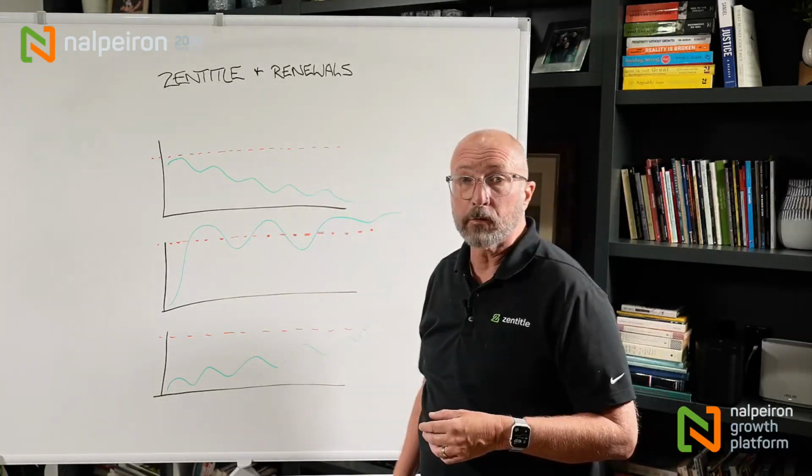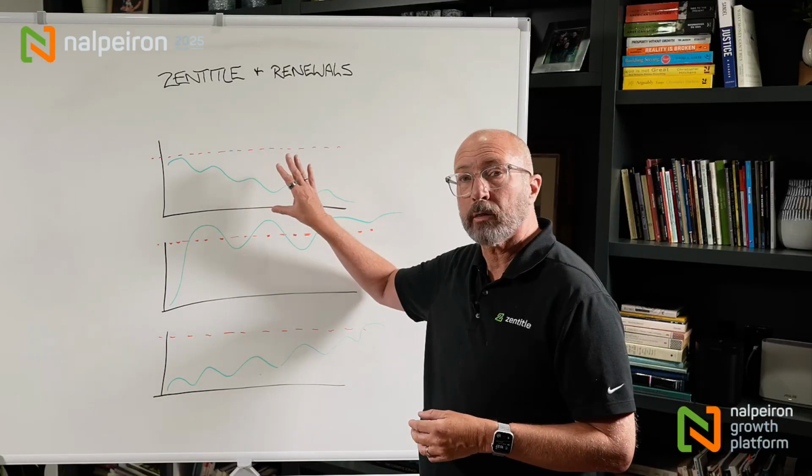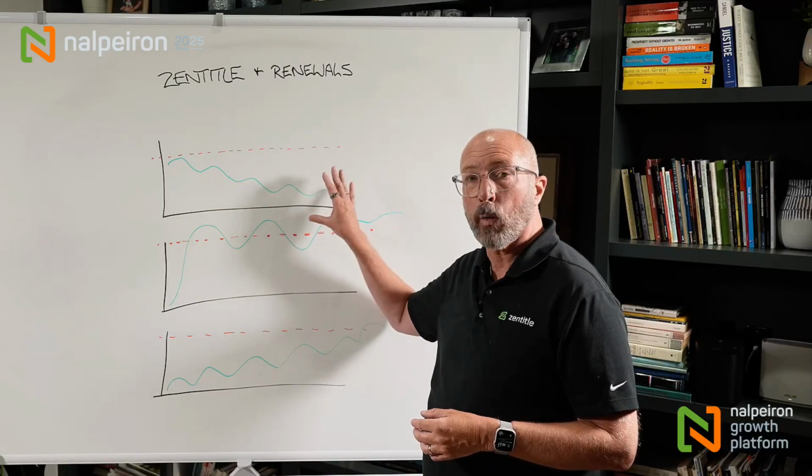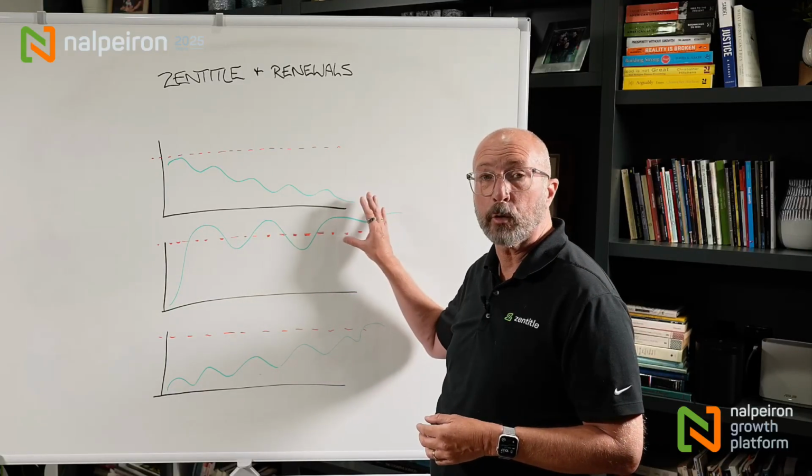So Zentitle and renewals, their best friend in terms of really being armed with information about usage, waxing, waning, and being able to take that into account in that renewal conversation.